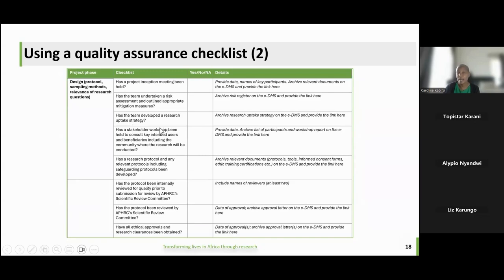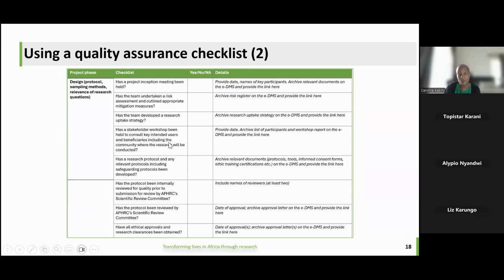Have you developed a research uptake strategy, which can also be considered a research communication plan? Who do you plan to target? What products will you be developing? The frequency and that sort of thing. And again, for each of them, there is a reminder. Archive the document in whatever folder and provide a link here if it's an online folder, that sort of thing.